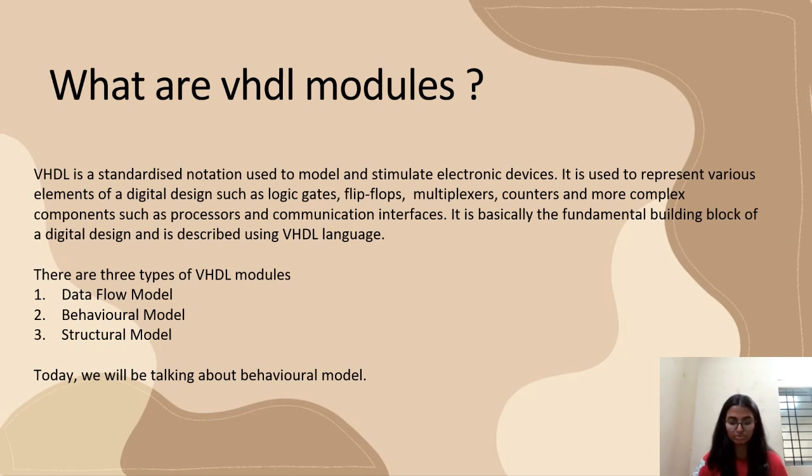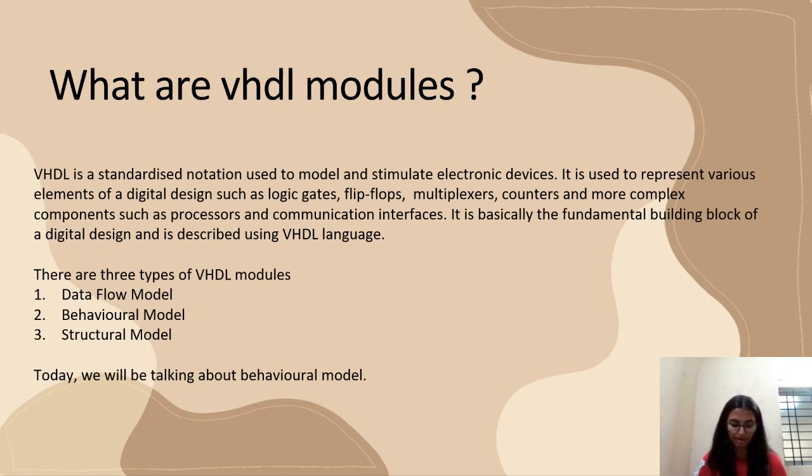Generics. Generics are used to parameterize VHDL modules. They allow the user to customize the behavior and the configuration of a module by passing parameters at instantiation. Instantiation. Instantiation is the process of creating an instance of a module within another module. This allows for hierarchical design, where complex systems are built from smaller reusable components. Configuration. Configuration statements are used to specify which architecture of an entity should be used during simulation or synthesis. They allow for flexibility in selecting different implementations for a given entity.